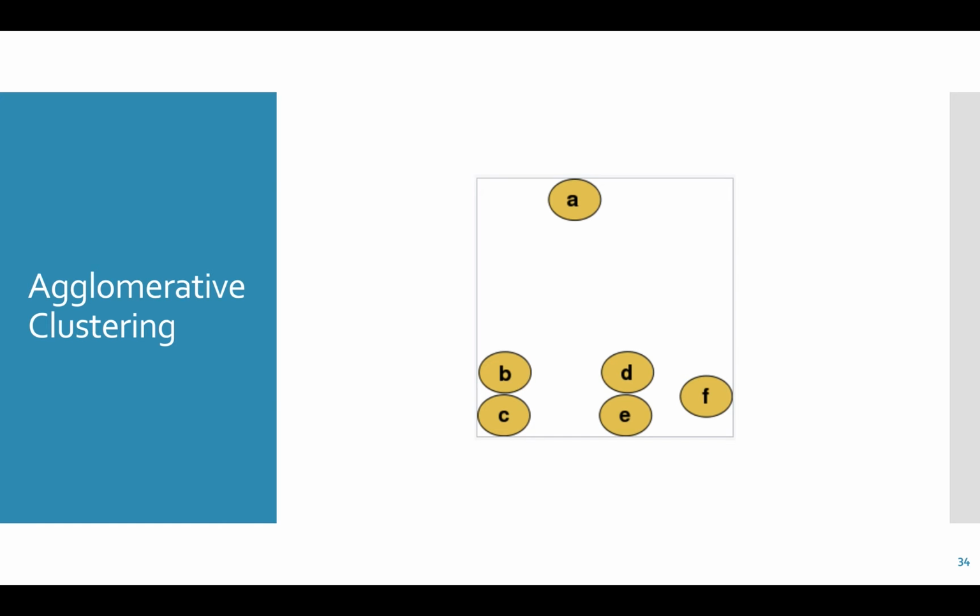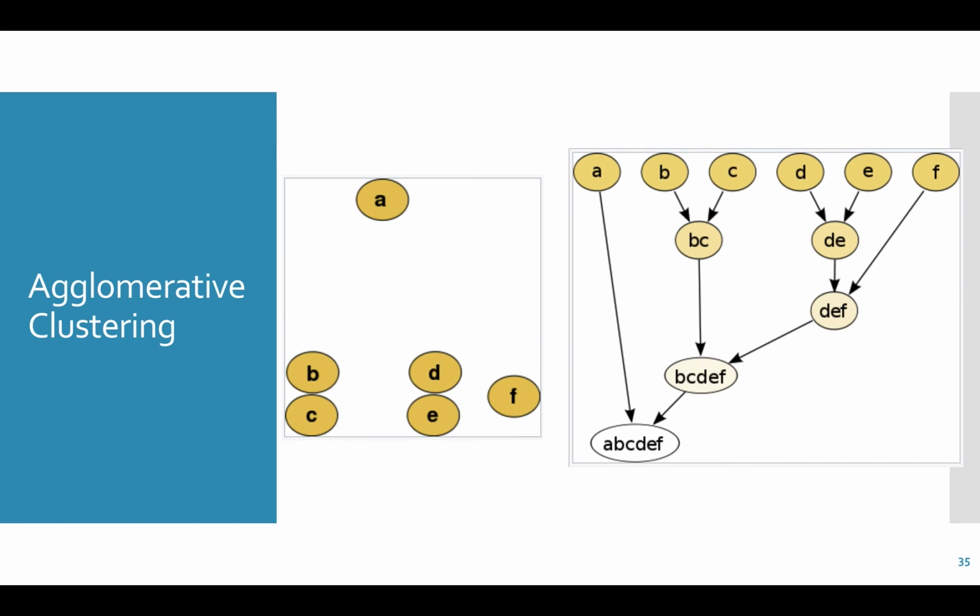Here's kind of what it looks like. If we had these 6 points and we wanted to cluster them using agglomerative clustering, we would end up with a dendrogram like this. B and C are closest together, so those would get combined first, and at the same time D and E. So you combine B and C, you combine D and E, and now you have these clusters here. After that, you see that F is really close to D and E, so that gets combined here to DEF. Now DEF is closest to BC, so that gets combined, and then finally A gets combined at the end. So this right here ends up being our dendrogram.